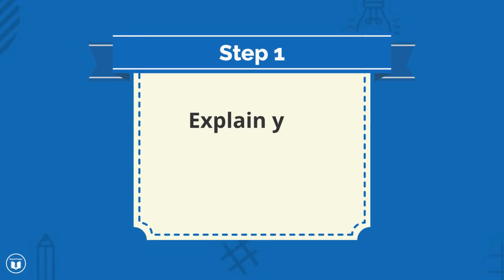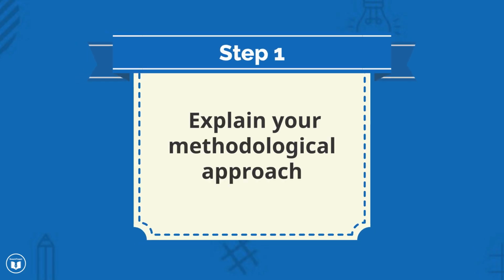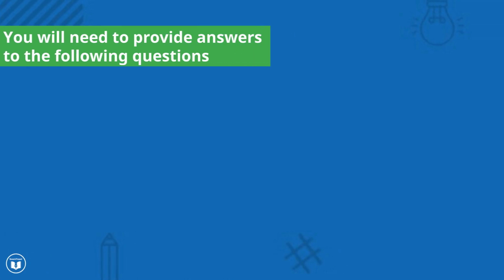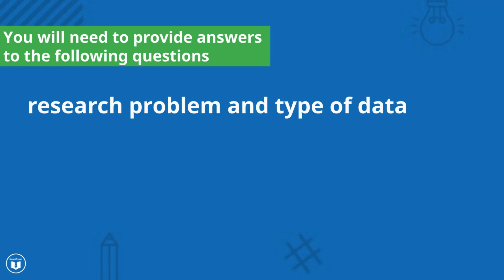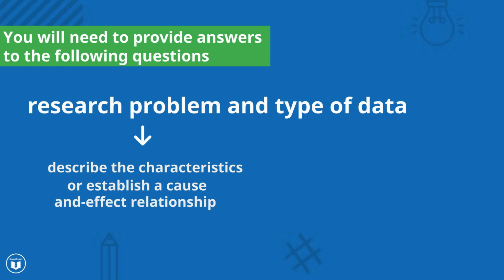Step 1. Explain your methodological approach. You will need to provide answers to the following questions. What was your research problem and what type of data did you need to answer it? Did you aim to describe the characteristics of something, to gain more in-depth understanding of a topic, or to establish a cause and effect relationship?